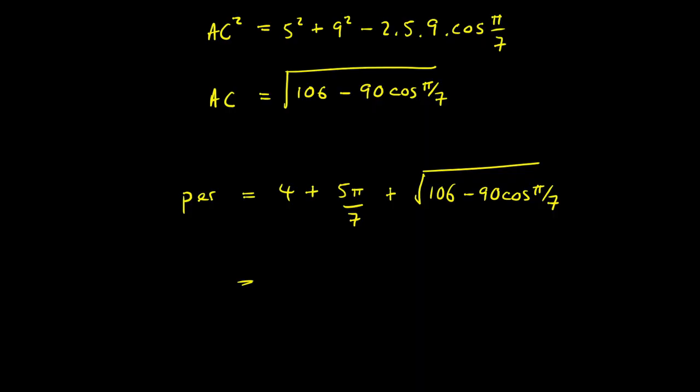So cos of pi divided by 7, close brackets, times by 90, equals 106 minus that answer, equals square root, that answer equals, plus 4 equals, and then plus 5 pi over 7. And that equals 11.2. So I get a perimeter of 11.2.